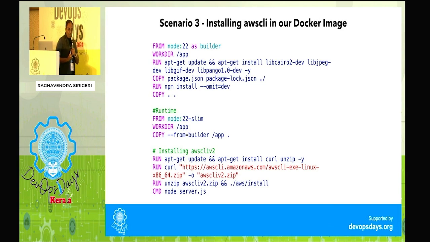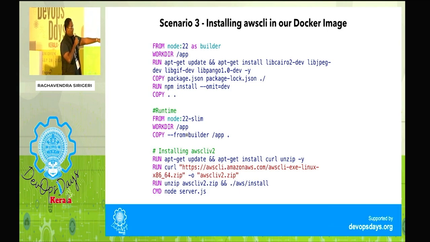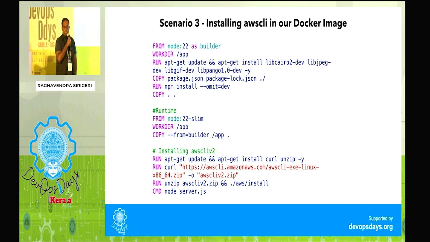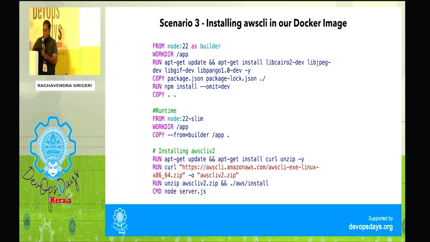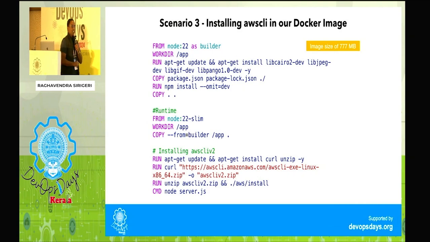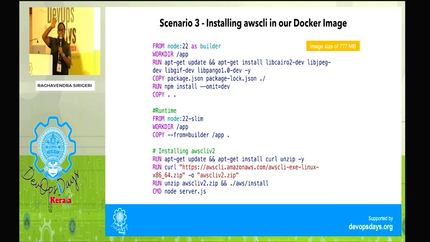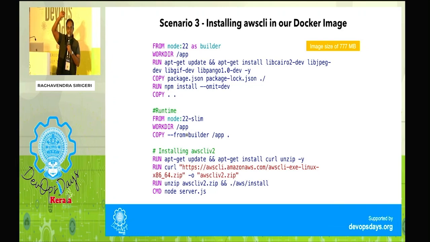Okay, so this is one of the last parts of this whole session, and this is my personal experience. I installed the AWS CLI in a simple Docker image. This results in an image size of 777 MB once I install the AWS CLI. Can anyone tell me how I can make this more efficient? Can I make this image smaller? How?